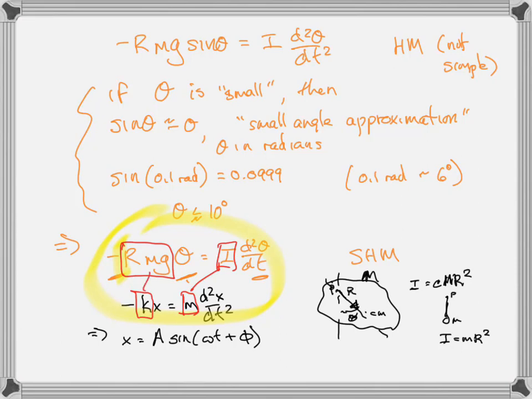So as long as we take the solution to minus kx equals m d squared x dt squared, and we change all the x's to thetas, we change all the k's to RMG's, and we change all the m's to I's, then the solution must be correct. Theta is equal to A sine omega t plus phi. Remember, A has to do with initial conditions. It's not to do with the physical constants. Remember that omega was the square root of k over m.